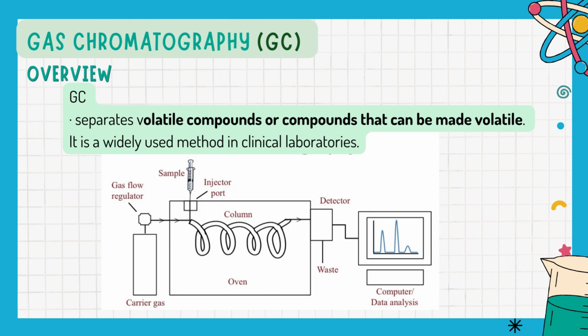So here, guys, what is gas chromatography? It is an analytical technique used to separate and analyze compounds that can be vaporized without decomposition, or it separates volatile compounds or compounds that can be made volatile. We also have the mobile phase. The mobile phase, guys, is the carrier gas. An example would be helium or nitrogen, and that carrier gas serving as the mobile phase will carry the sample through the column.